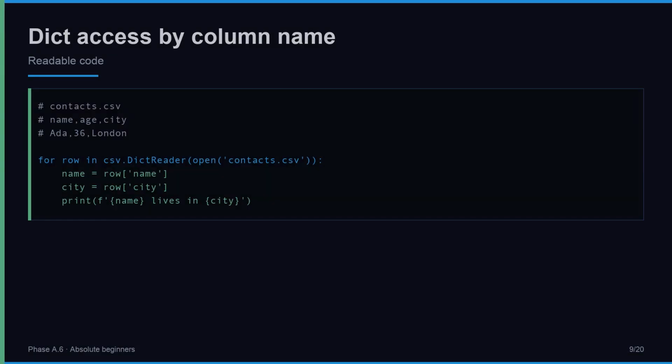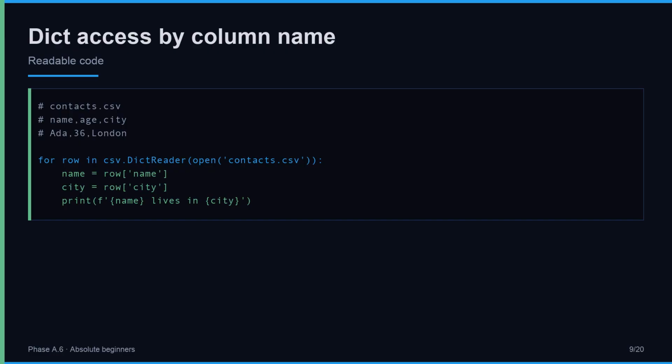Dictionaries are back. Look at how readable this is. You read the header once and then use the column names everywhere. name equals row['name']. city equals row['city']. Then you print an f-string, name lives in city. If you ever change the file to put city before name, this code still works, because you access by name, not by position. That is the everyday advantage of DictReader, and why most working Python programmers reach for it first.